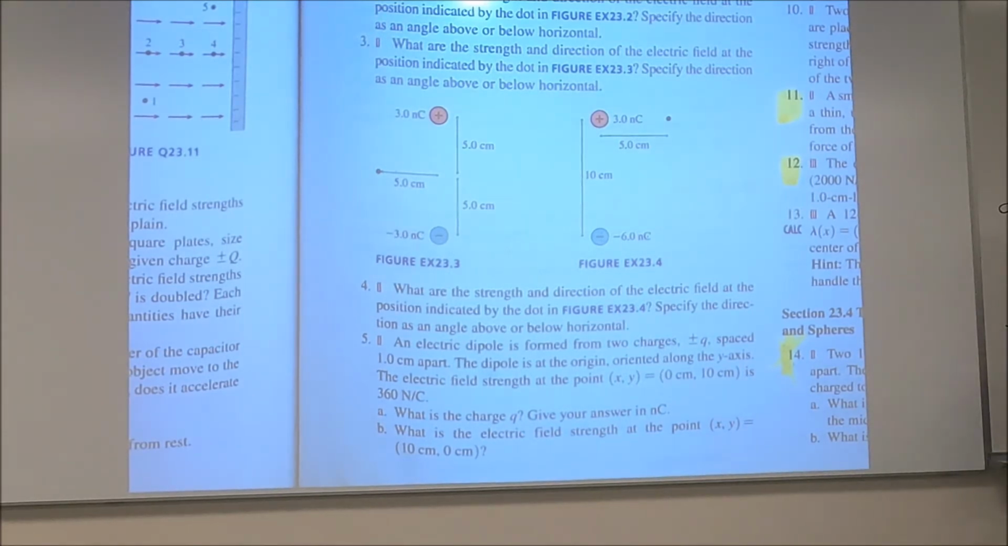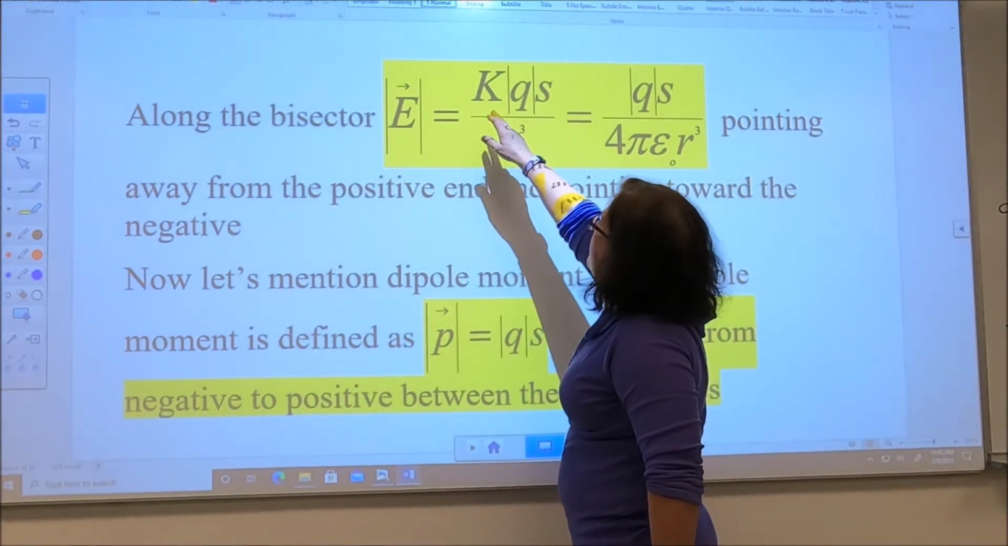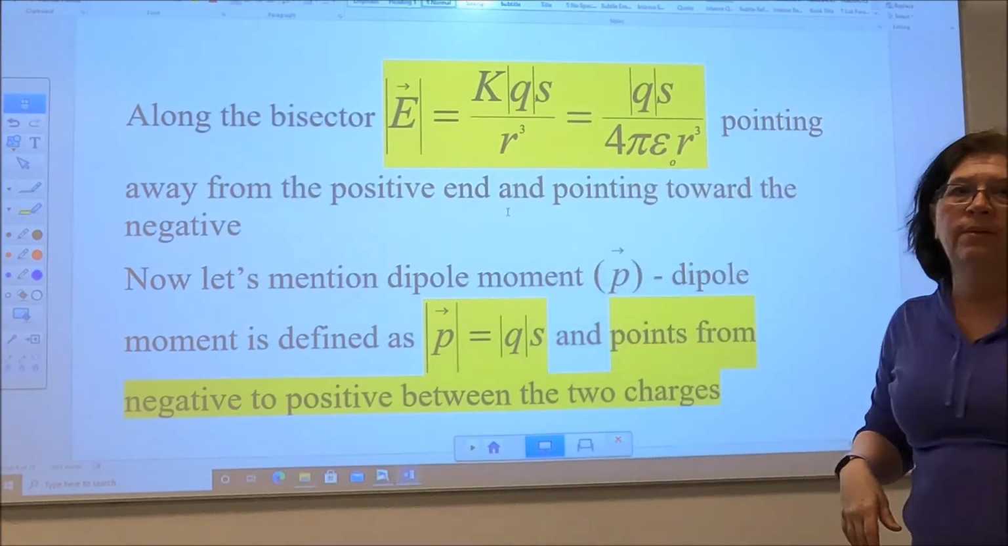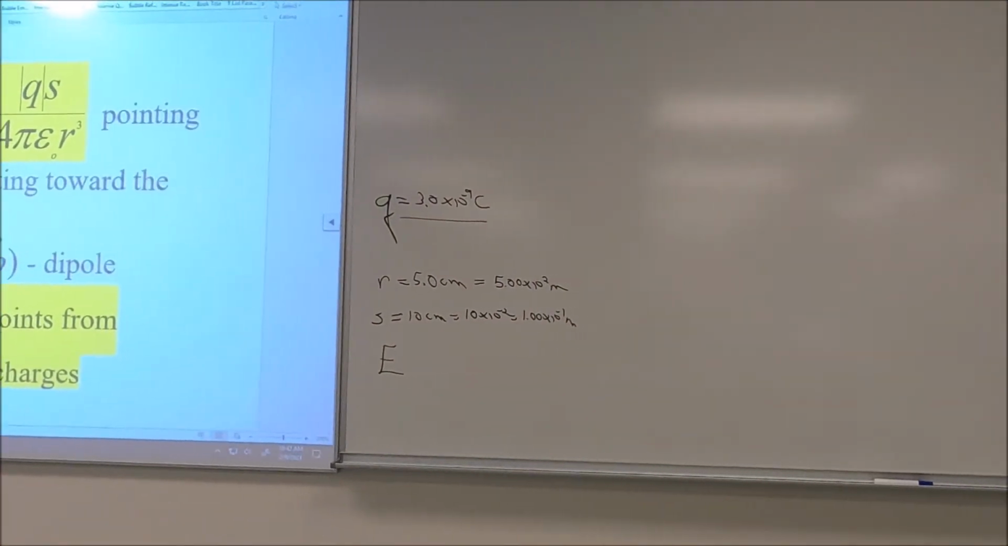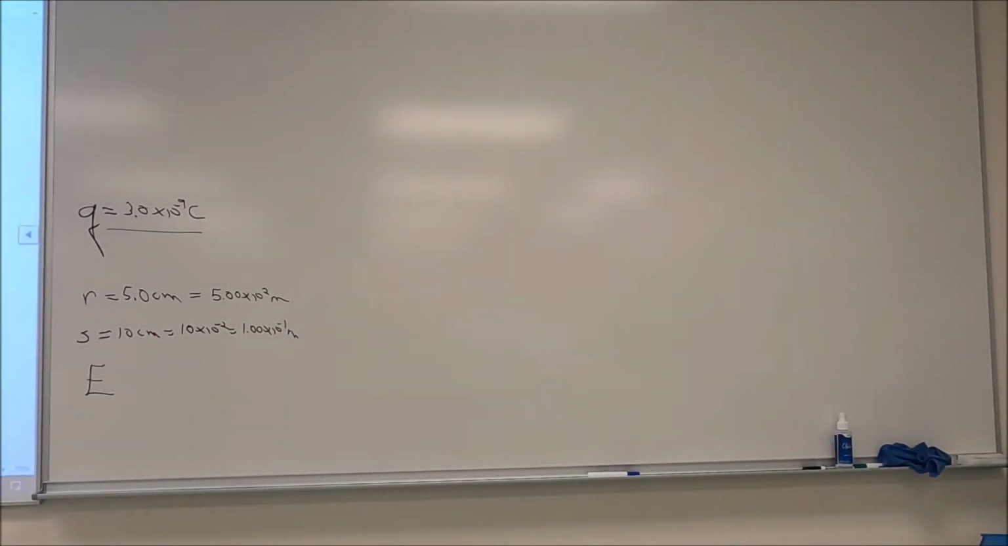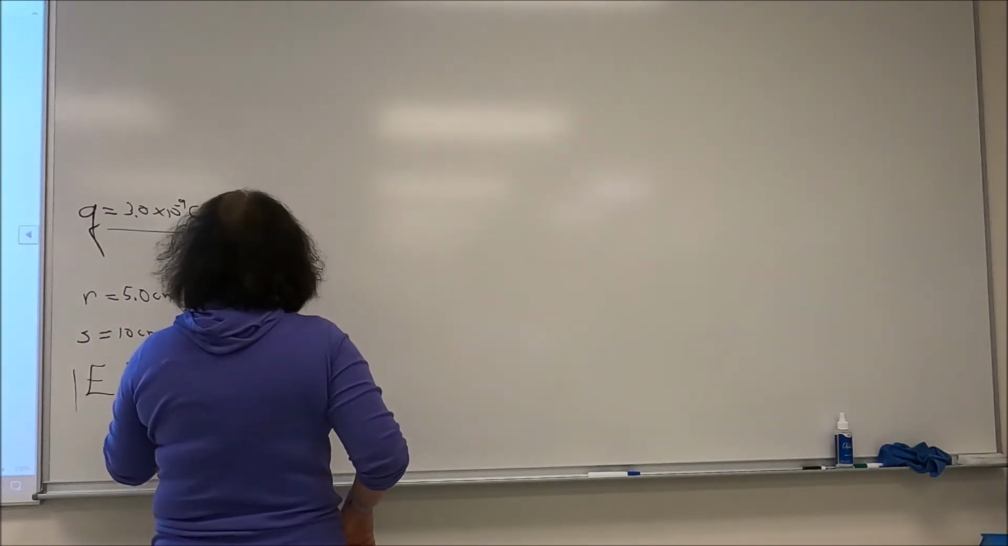So we're going to use our handy dandy equations. So let me flash them up on the screen so that we can use them. Okay, the equation we're going to use is this one. E is equal to K Q S over R cubed. So let's set this up. So the magnitude of E is going to equal K, magnitude of Q, times S over R cubed.